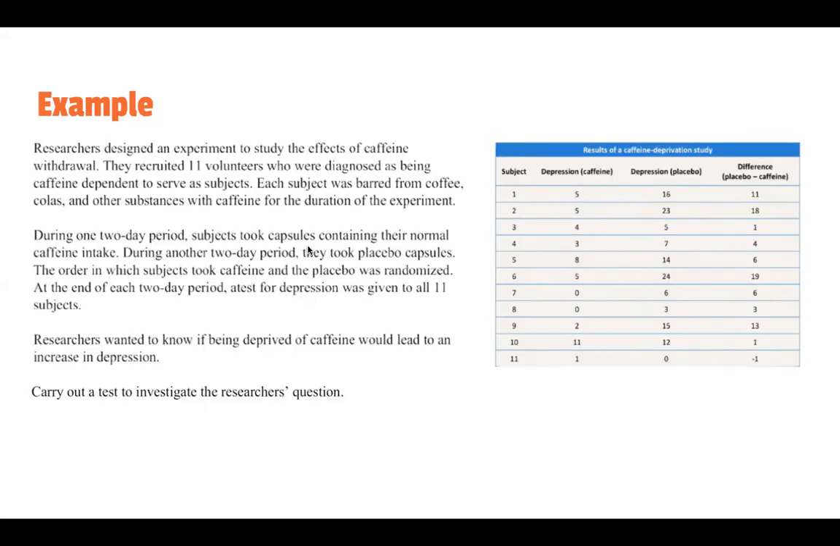We want to test at the alpha equals 0.05 level. Did it say that? No, it didn't. So since it didn't, we assume that it's 0.05. What's our null hypothesis? That's going to be that the mean difference is equal to 0, because for the null hypothesis, we're assuming that everything's the same, there is no difference. The alternative hypothesis, on the other hand, is going to state that the mean difference is greater than 0 because we expect the placebo to cause more depression than the caffeine.